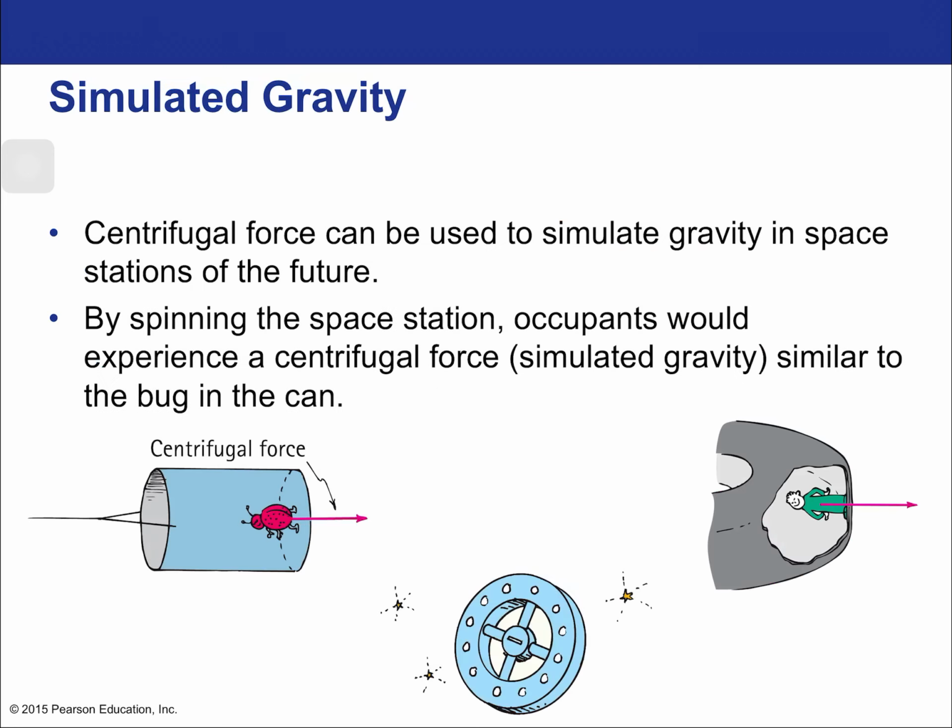All right? So, continuing on with ideas, simulated gravity. The centrifugal force can be used to simulate gravity in space stations of the future. Okay, maybe you've seen this in sci-fi movies, big spinning space stations. By spinning the space station, occupants could experience a centrifugal force, simulated gravity similar to the bug in the can. Okay, so for them, down would be the direction of out, because for them, the centrifugal force would seem entirely real. They'd drop objects, they'd move in that direction, it would seem like gravity.